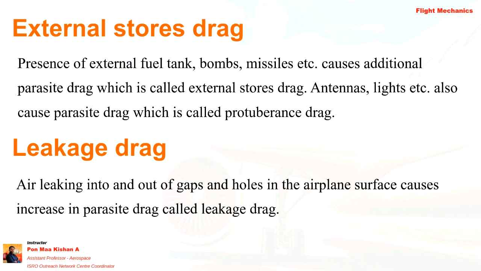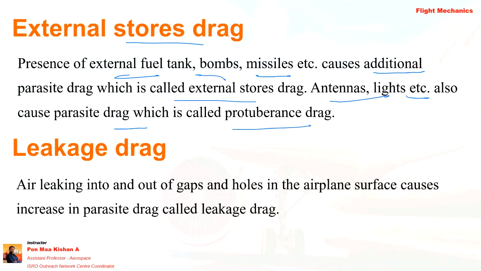That is, during the drag calculations of bombs, missiles, and external fuel, they can cause additional parasite drag called external store drag. Even antennas and lights also cause parasite drag called wake turbulence drag. So together these will be known as external stores drag. Whatever external components we are placing on the aircraft will be considered as external stores drag.